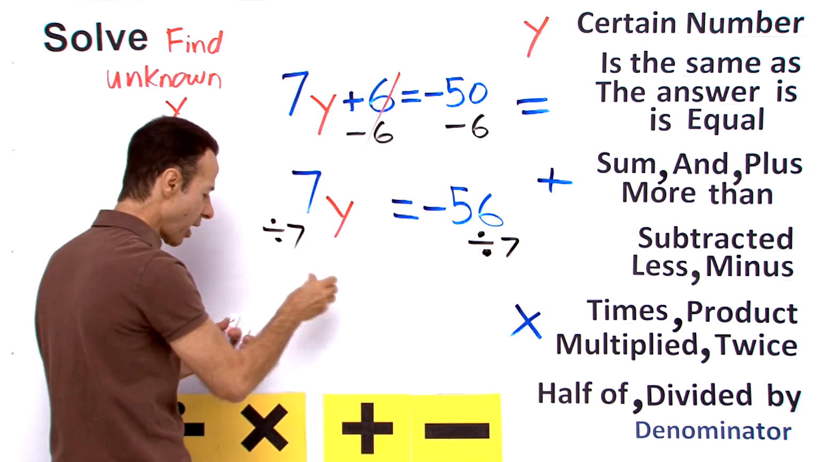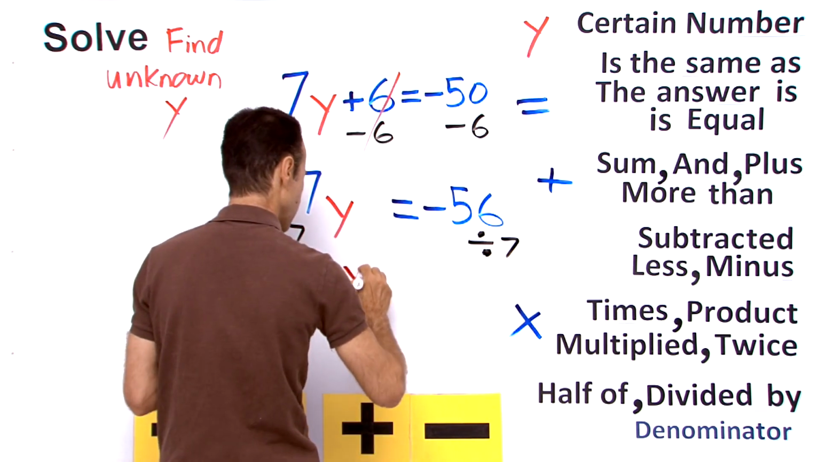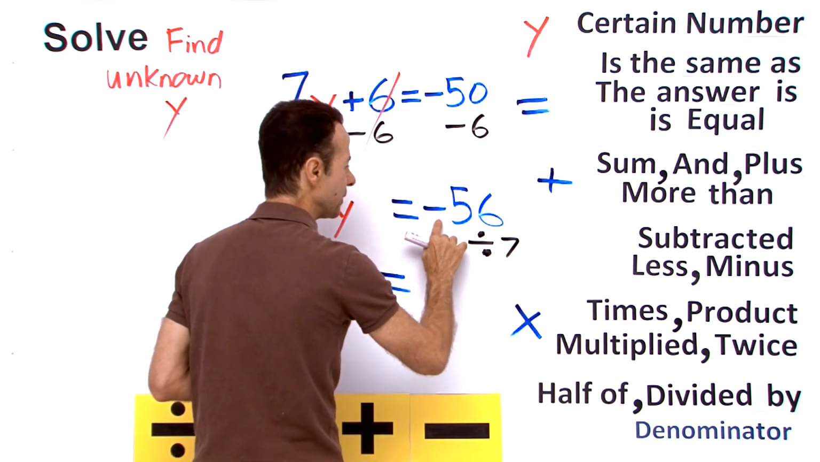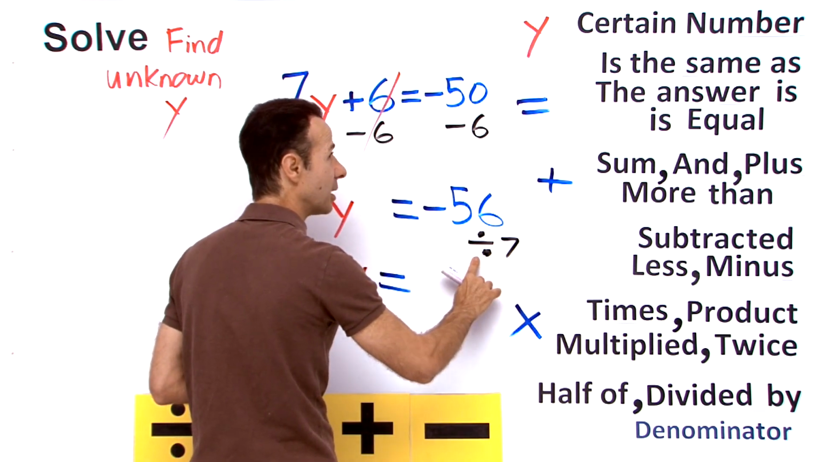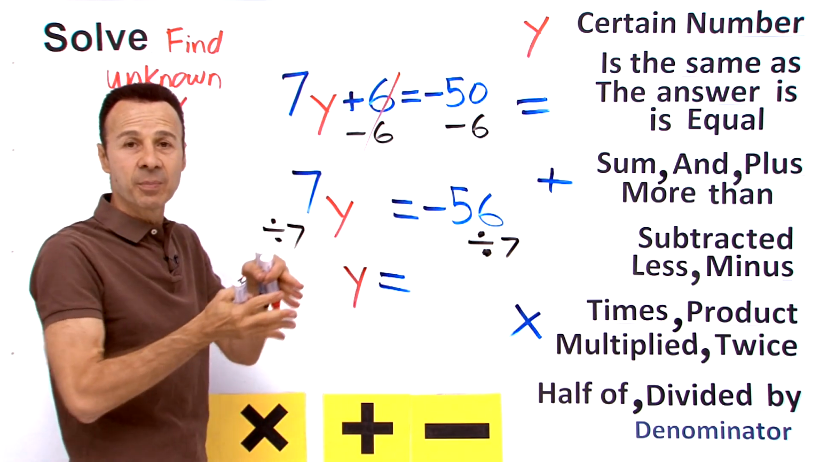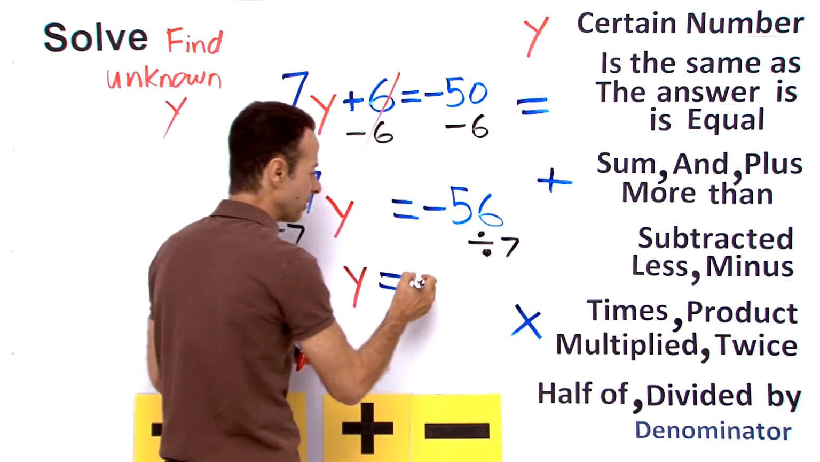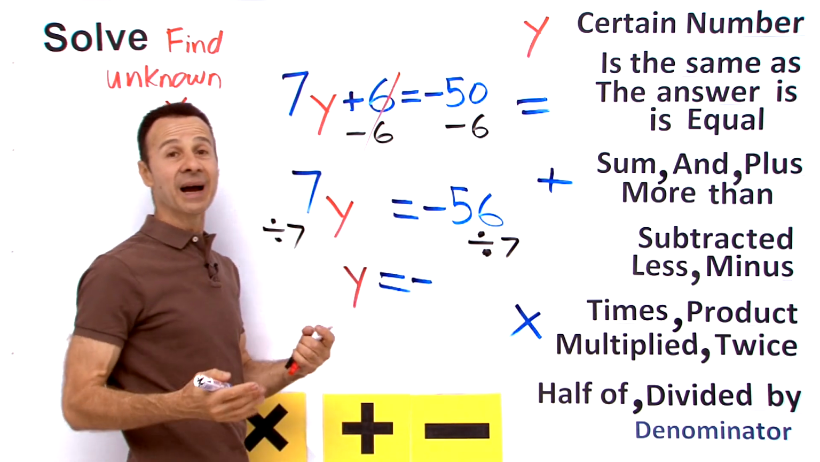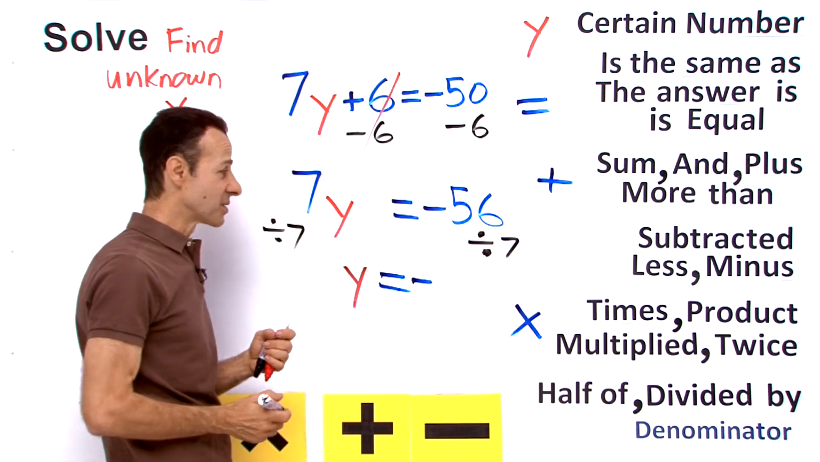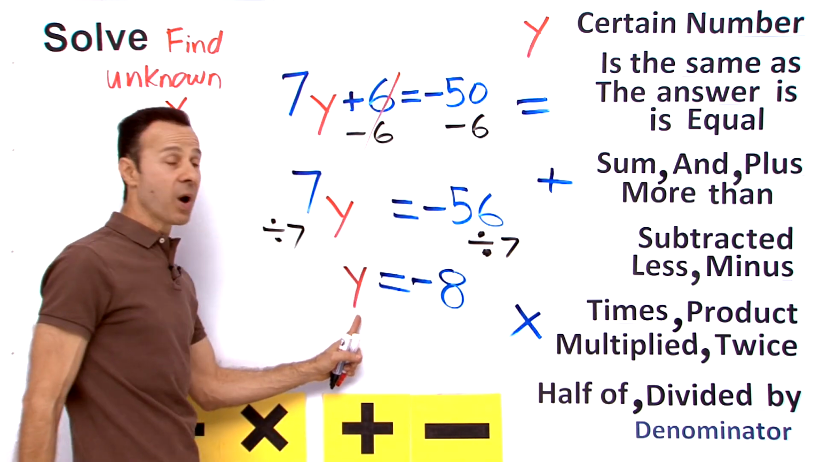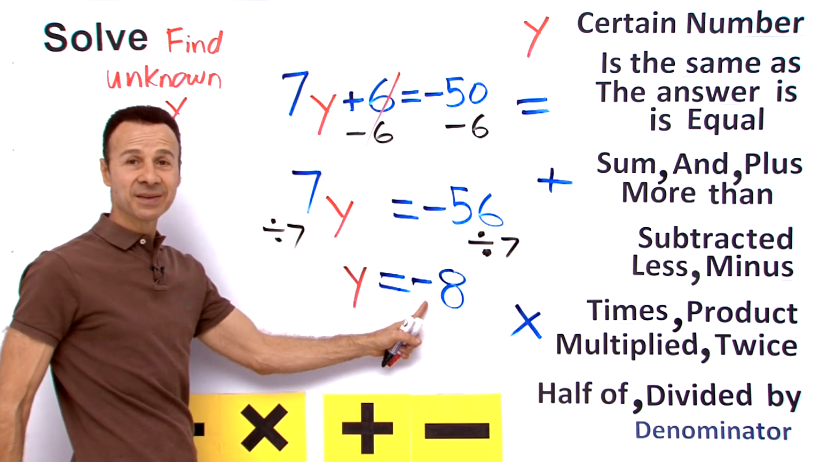So we're left with y all by itself. Bring down the equals. Negative 56 divided by positive 7. Well, the answer is going to be negative because we've got a negative divided by a positive. So let me just put that negative in already. There's our negative. 56 divided by 7, that's going to be 8 because 7 times 8 is 56. So let's put 8. So the unknown variable y is equal to negative 8.